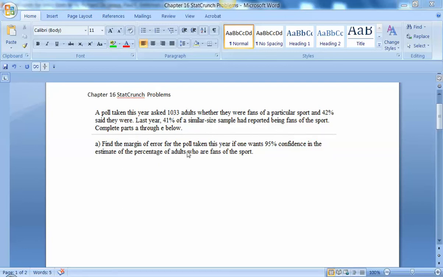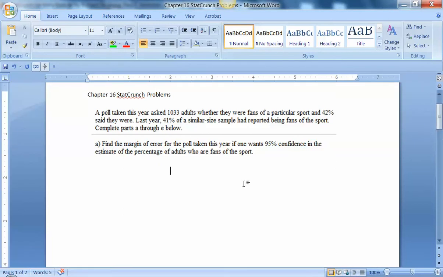And we're just going to work on the first part here. The other parts are interpretive. Find the margin of error for the poll taken if one wants to be 95% confident in the estimate. So to do this, I need to find the confidence interval. The important things that I need from here are the proportion, and we're going to talk about this year, so it's 42%, and I need the sample size. And remember, for me to work this kind of problem, I need the successes.